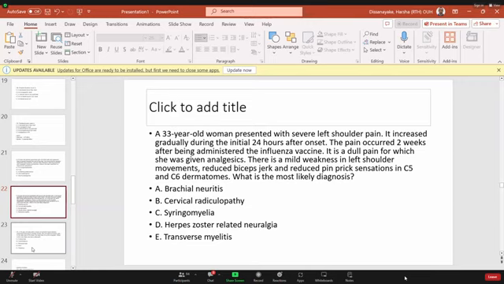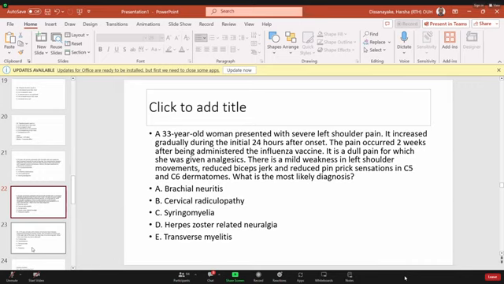Cervical radiculopathy. There is no reason for her to get cervical radiculopathy. She's fairly young. Cervical radiculopathy also affects C5, C6 nerve roots. But in this context of having the vaccine 2 weeks ago and pain predominant, it doesn't sound like cervical radiculopathy.